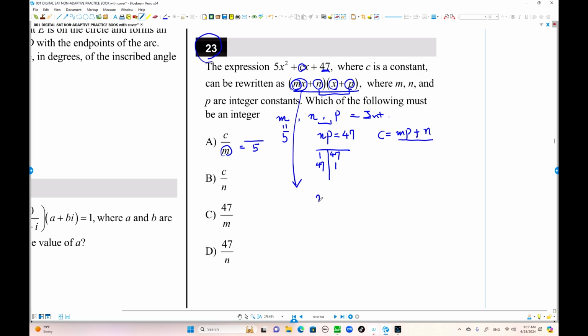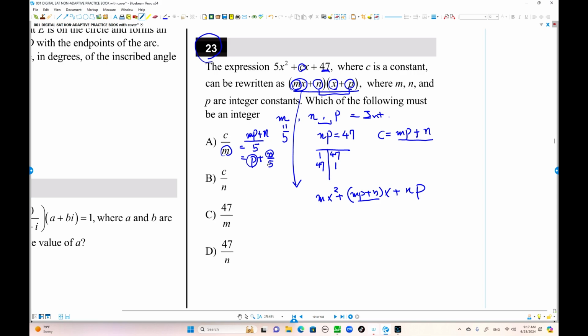Or you can expand this one, okay? mx squared plus np plus n times x plus np, right? This number can be what number? I'm gonna write down np plus n over here. m is 5, right? Yeah, this is canceled out. You can write p plus n over 5. For example, p is integer. We know that if n is 1, that is not an integer, right? 1 over 5. If n is 47, 47 over 5 is not an integer, okay?